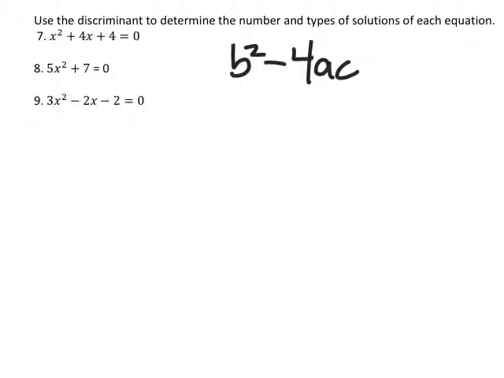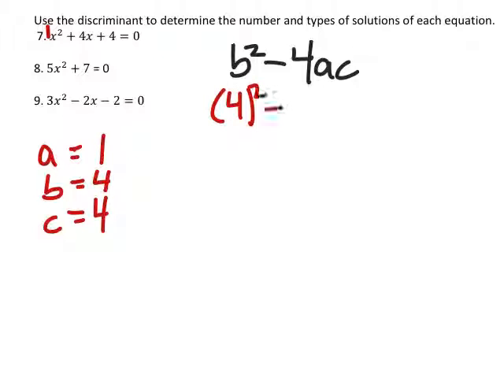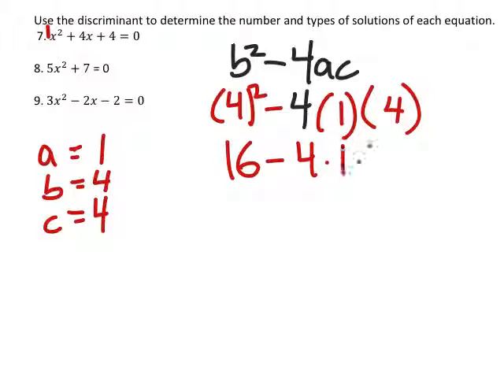But for 7 we have an A, B, and C value. A is 1, we can see the 1 here. B is 4, and C is 4. So we'll have B is 4 squared minus that 4 times A, which is 1, times C, which is 4 also. So we have 16 minus 4 times 1 times 4. That's 16 minus 16, which is 0. So since this is 0, 7 we would say has 1 real solution.